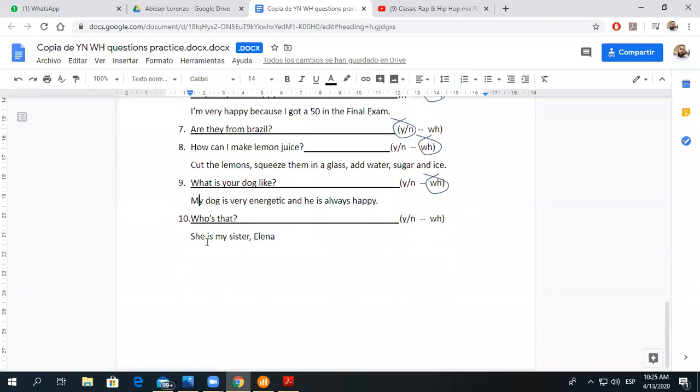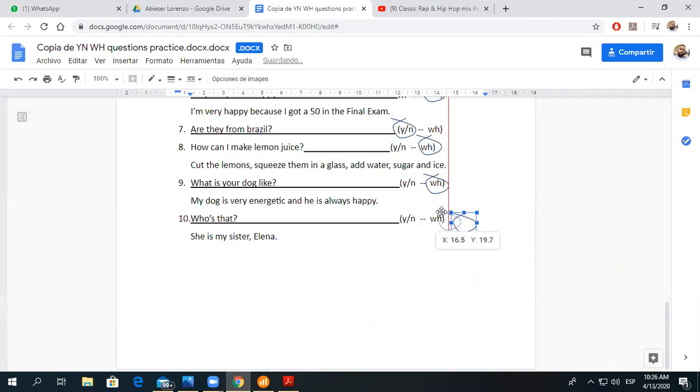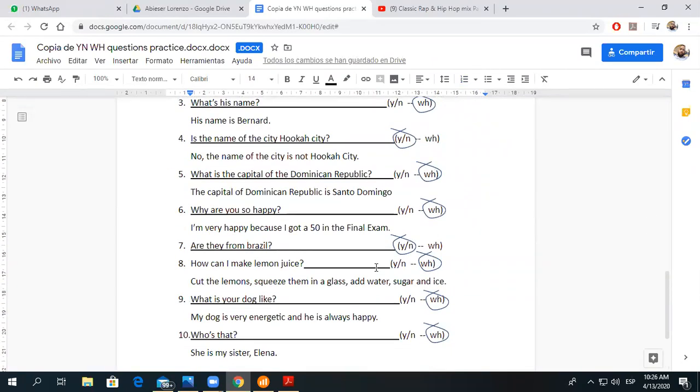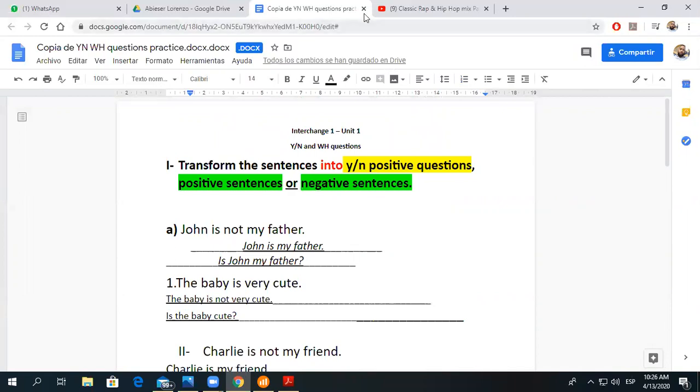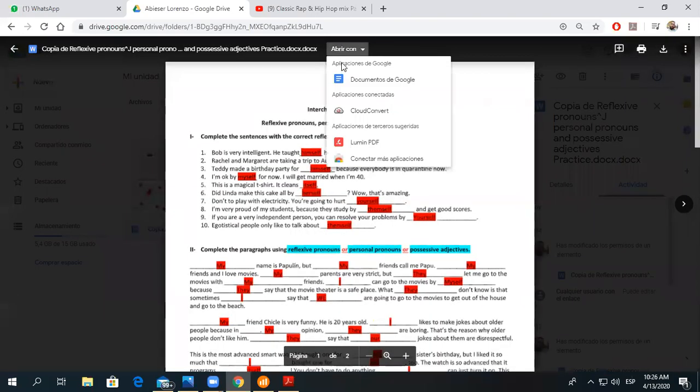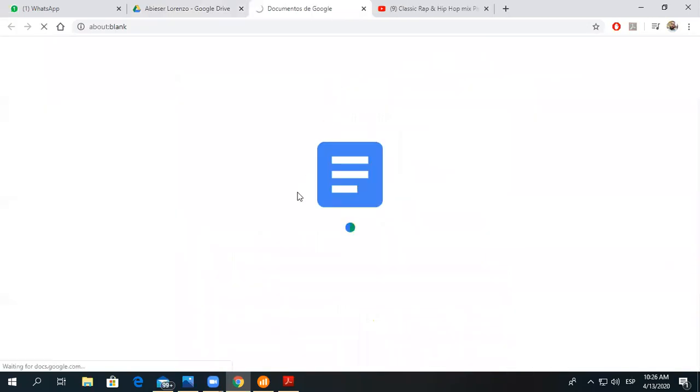And the last one. She's my sister, Elena. Who's that? Yeah? Who's that? That's a nice question. Who's this? Well, depends on the position of the person. So who's that? She's my sister, Elena. Who is she? Who is this? Okay, and this is a WH question. So now this practice is correct. Okay. About this practice, we got 3 minutes 52 seconds.